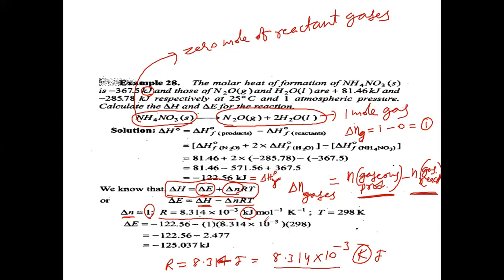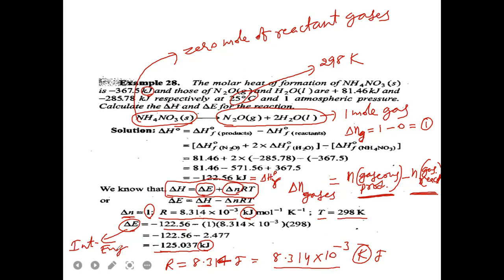Next, T is given how much now? 298 Kelvin. Why? This 25 degrees Celsius is equal to 298 Kelvin. So we have taken that temperature. Now delta E is equal to delta H value minus delta nRT. By substituting all these values, we get minus 125.037 kilojoules. We have to round off the values. I told you how to round off in some basic concepts of chemistry. So rounding off should be done here. So it is minus 125.037 kilojoules. It is delta E. Delta E means internal energy.